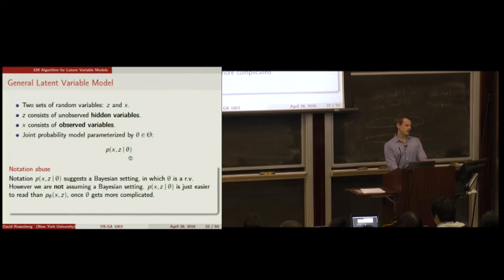This is just to say that this is not a Bayesian setting because we're conditioning on theta. Theta is just a parameter, and we write it this way because it's easier than putting theta as a subscript on p or with a semicolon, which would be more traditional ways of writing it.